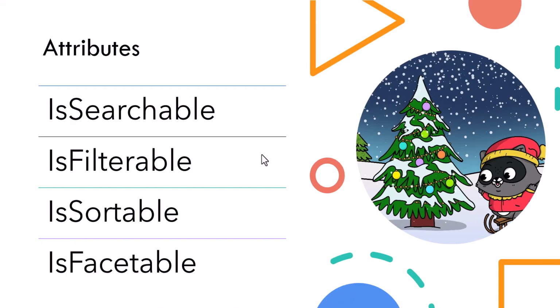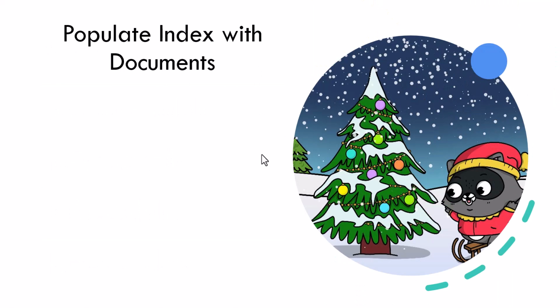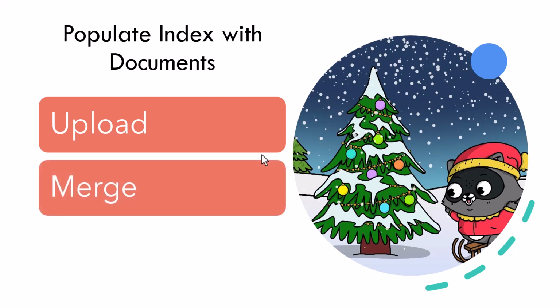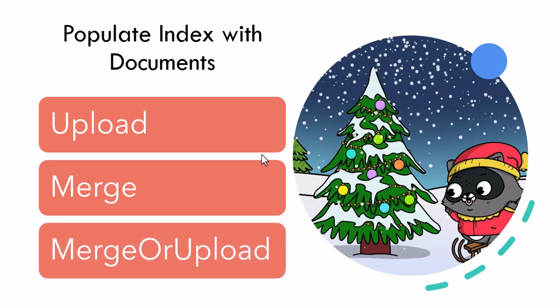So here we have a few methods that we can use to populate the index with documents. First is upload, so it's going to add the new document to the index. Then merge, so if we already have the document and we would like to add some changes, it merges into the document in the index. Or merge or upload, so if the document with a given key already exists in the index, it will be replaced, or otherwise it will be added as a new one.